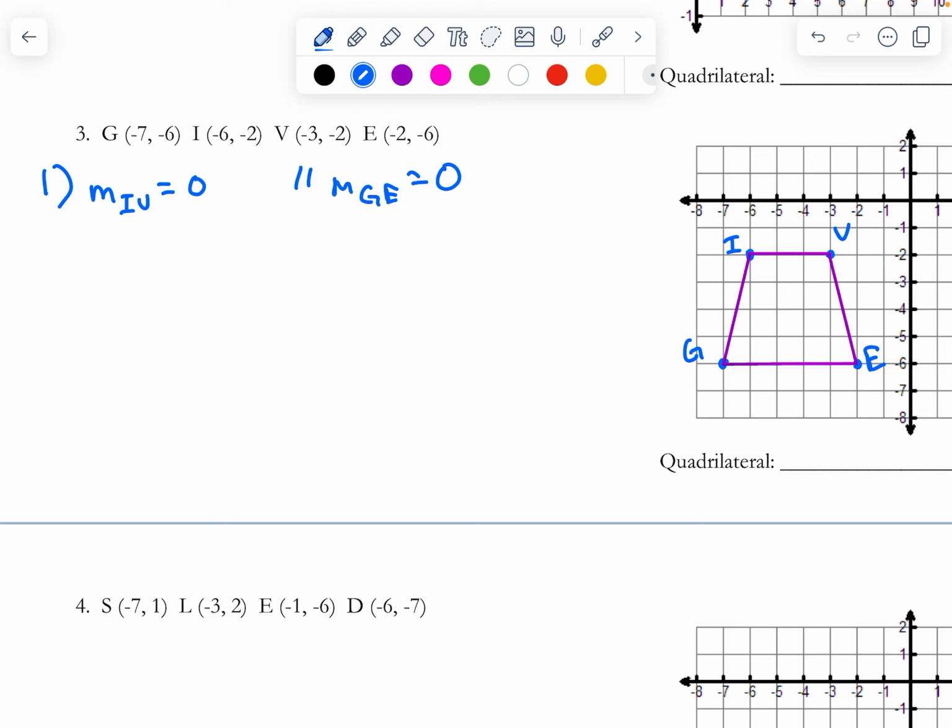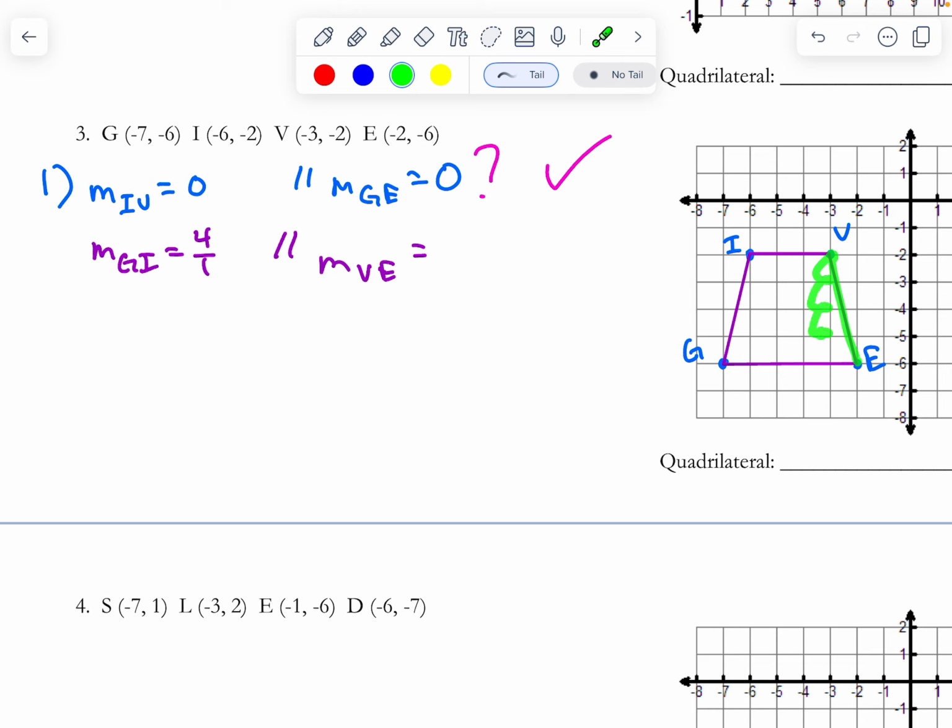Now I'm going to check my other two slopes, the slopes of GI, and ask myself, is slope GI parallel to slope VE? Well, let's take a look. Remember, going left to right, I'm going up, and it looks like we're going up 4 over 1. So my first slope here is up 4 over 1, and left to right on the other side we're going down, so we're going down 4 over 1. Are these parallel? No, right? Negative 4 over 1 is not parallel. As a matter of fact, they're not even perpendicular. They're nothing to each other. So here, big red X, these are not.